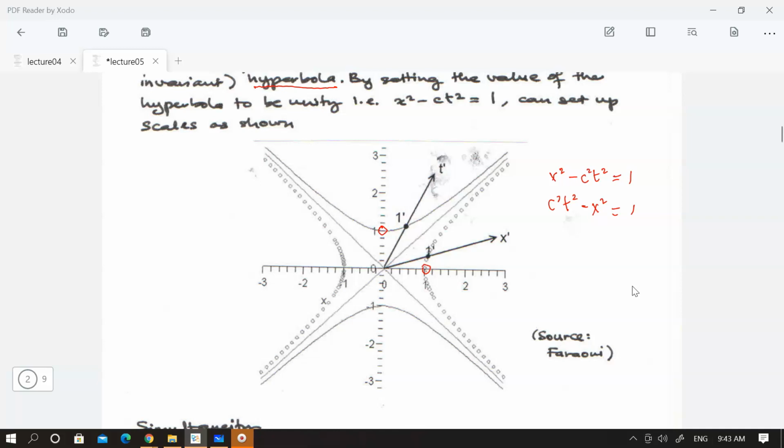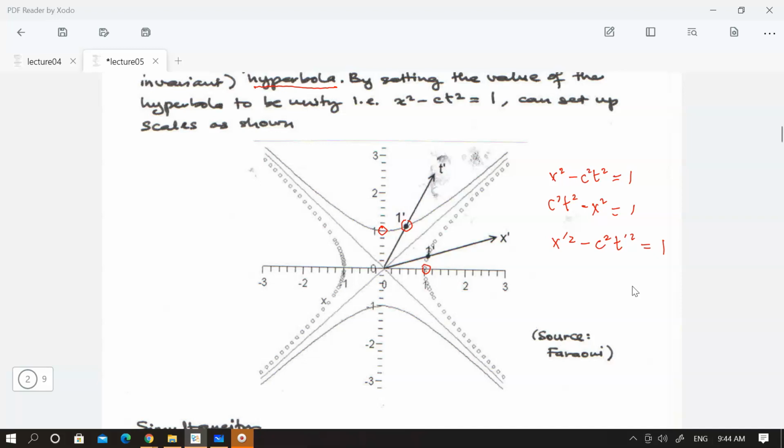And then what about the x dash axis and the t dash axis? Remember that this curve is now the same in all frames, so this will also set up the scales on your t dash axis. You see where it cuts the t dash axis, that will give you the unit. Let me write this properly. I have to think properly. c squared t dash squared equals 1. So that will give you this particular scale along the t dash axis.